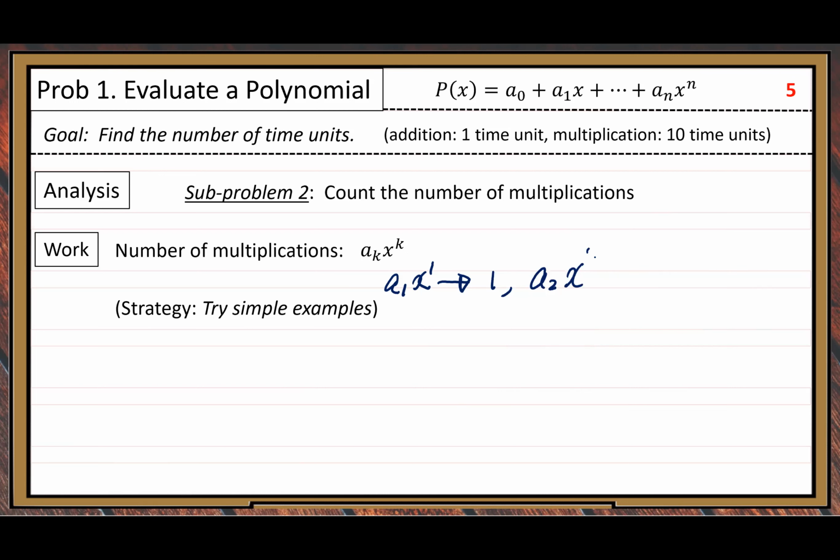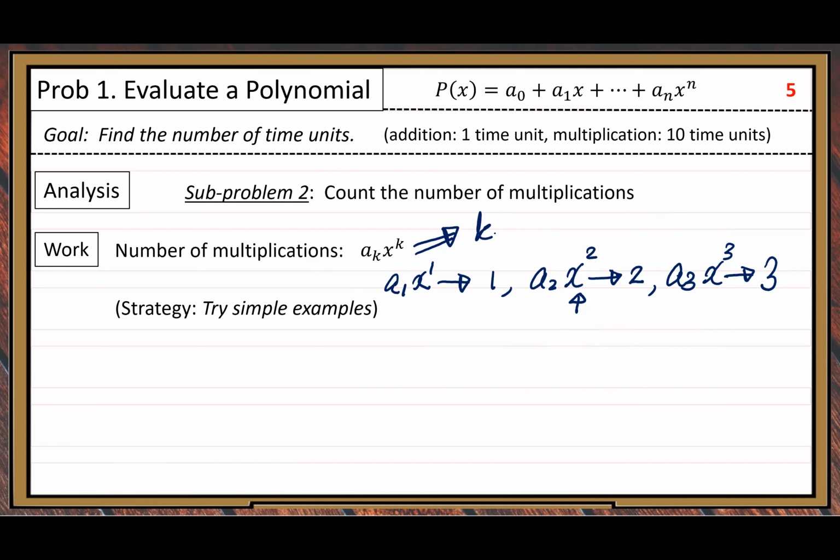A2 times x squared. How many multiplications do we need? Do you need a multiplication to get x squared? Yes, 2, right? So the answer is 2. Let's try another one. A3 times x cubed. How many multiplications do we need? X cubed, 3. Good. Now, is it enough to get the answer for Ak times x to the kth power?